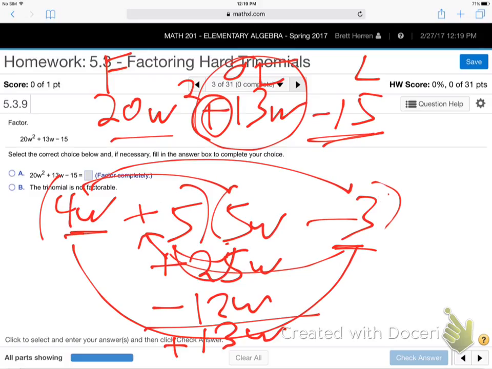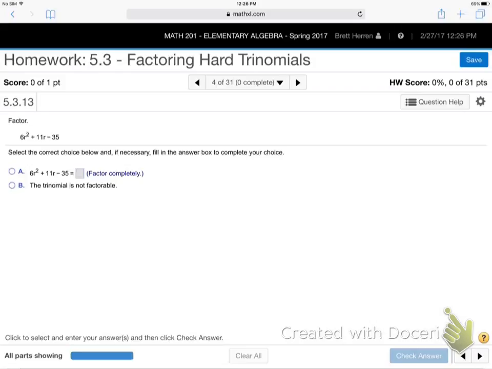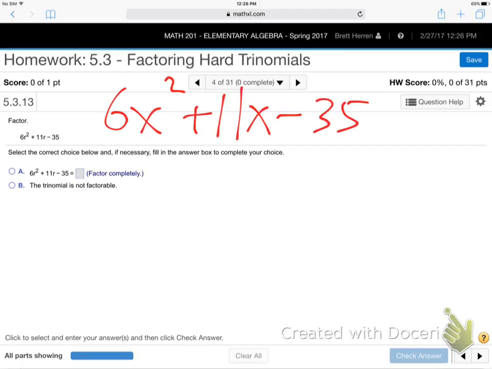All right, let's try the next one. I'm going to make that an x. 6x squared plus 11x minus 35. All right, give it a go. Parentheses, front times front, last times last. I wander around. Let me know if I can be of help.